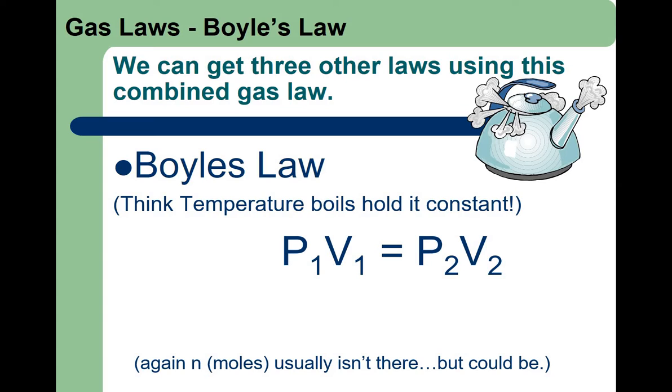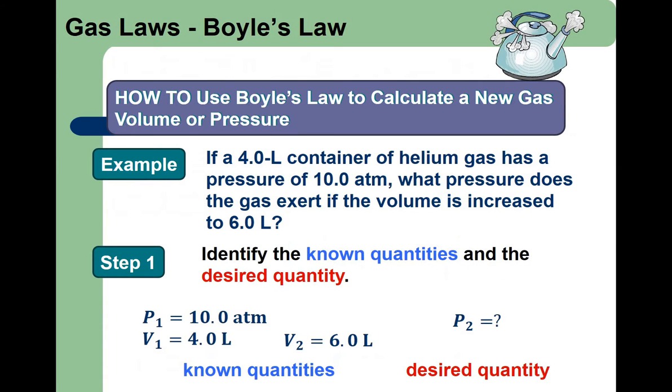Okay? So P1V1 equals P2V2. All we're doing is changing either a pressure or a volume, but we're holding temperature constant. All right, so here's what we would do for this one.